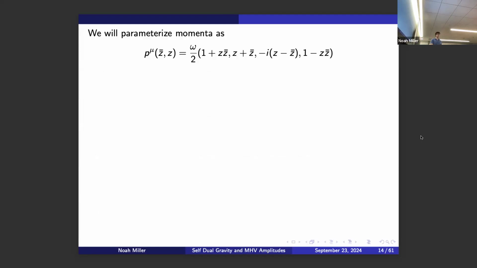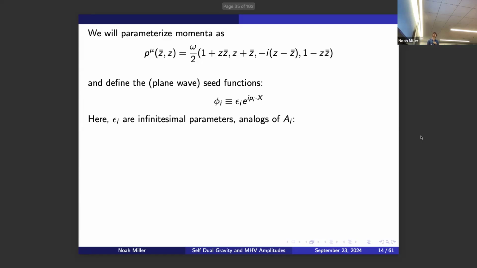So in order to set up the solution, the perturbiner expansion, we'll start by parameterizing momenta with the energy scale omega, and two stereographic coordinates z and z bar. And we're going to define the plane wave seed functions. I'll denote phi_i to be a plane wave with an epsilon_i out front. So these are the seed functions with which we seed the expansion, and that determines the rest of the expansion. Right, so the epsilon_i's are the analogs of the finite amplitudes A_i.